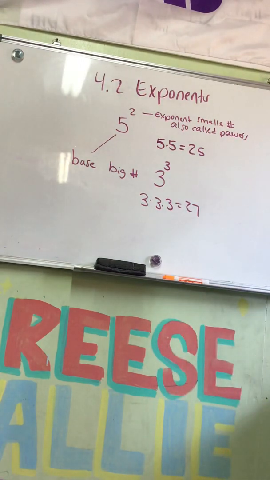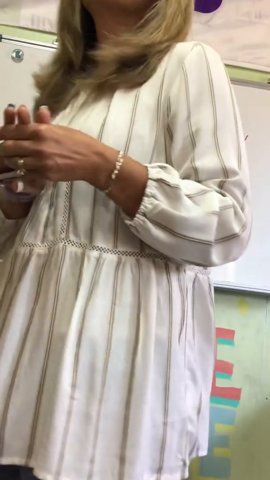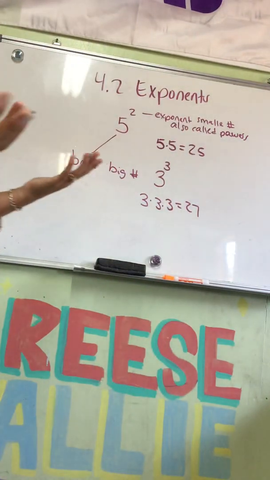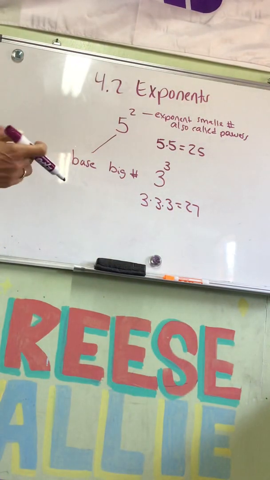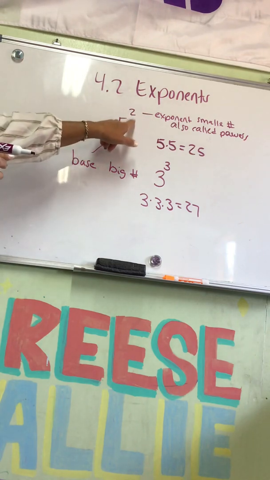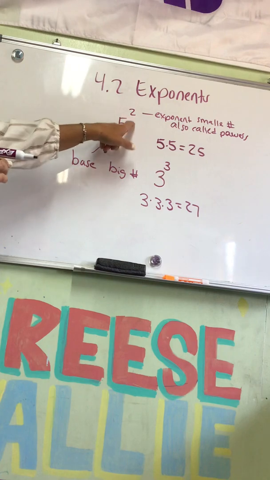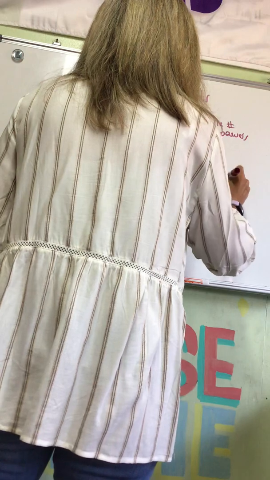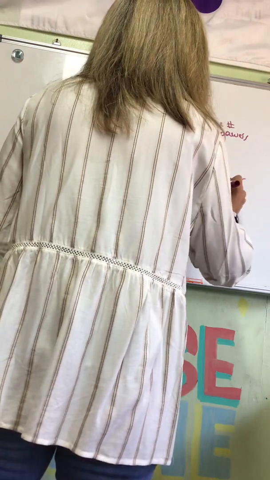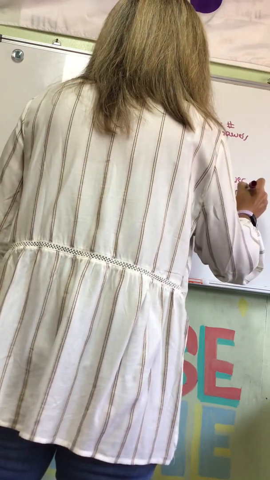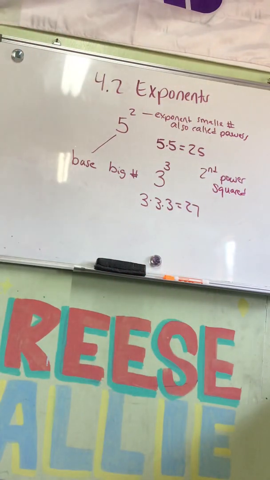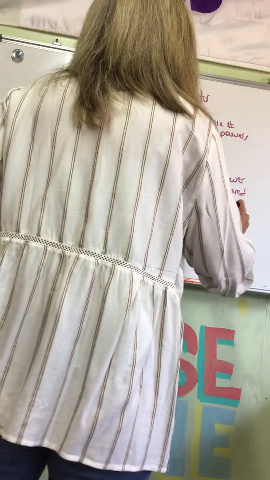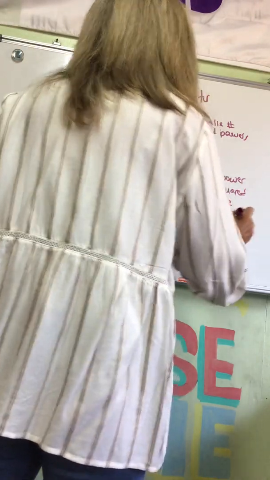Again, like anything else with algebra or math, we have our own language. So, like I said, we call these powers. Well, if it is to the second power, we call that squared. So second power refers to the term squared. So I would say 4 squared. What does that mean? 4 squared means 4 times 4, which is 16.